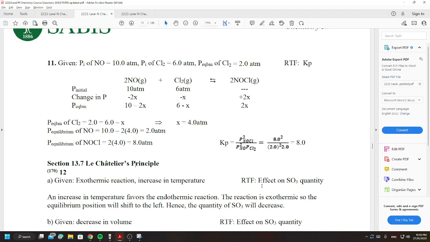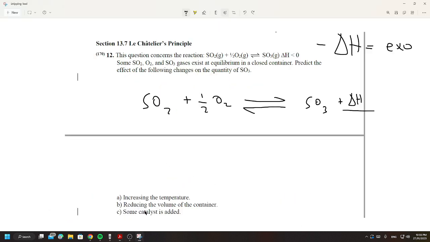And we just saw that in the answer, the effect: here, the quantity of SO3 will decrease. Okay, now, reducing the volume of the container. Let's have a look at the coefficients for each of the chemicals in the reaction. So here, if we add up the coefficients, this is 3 over 2 and this is 1.